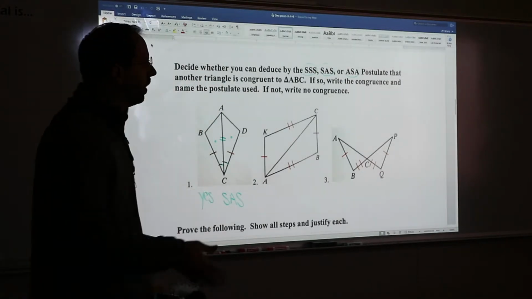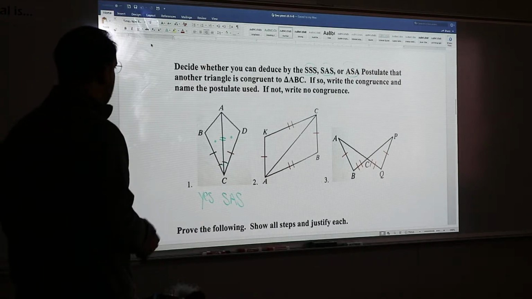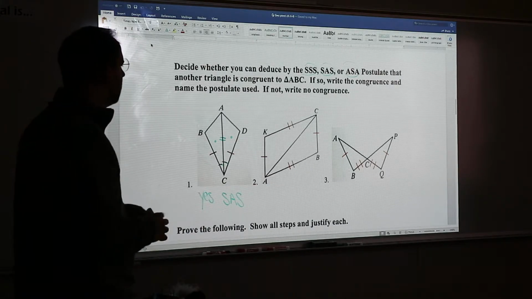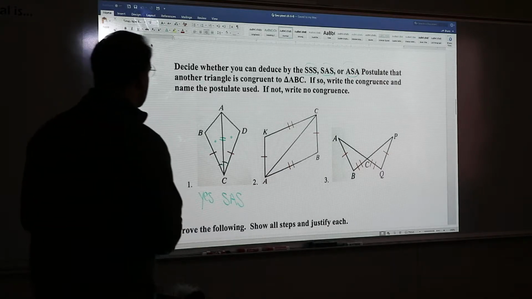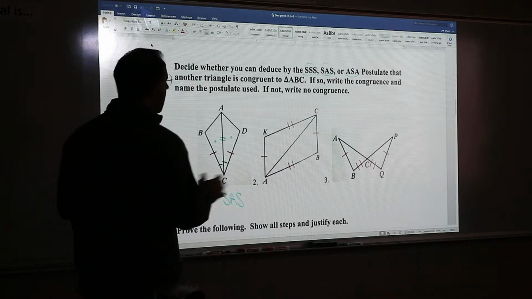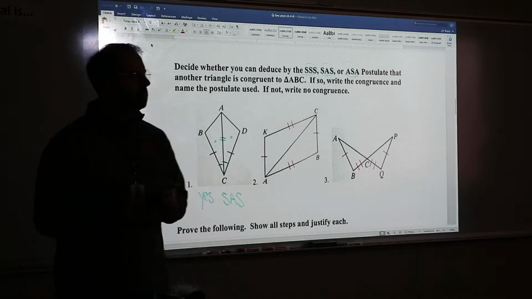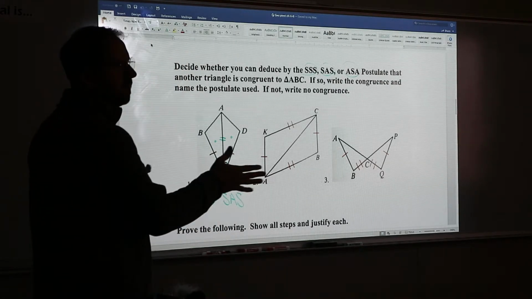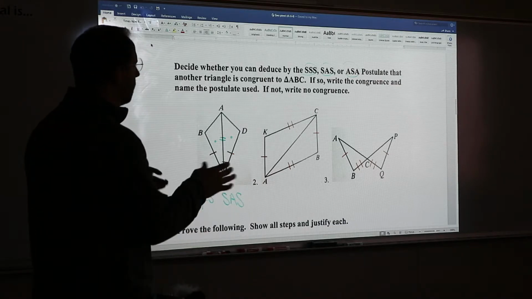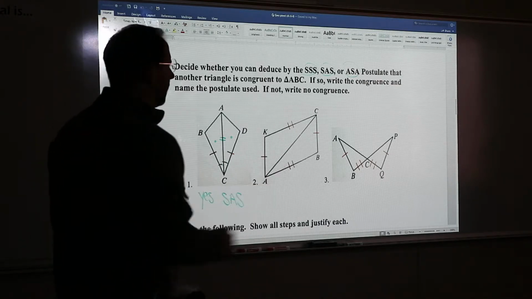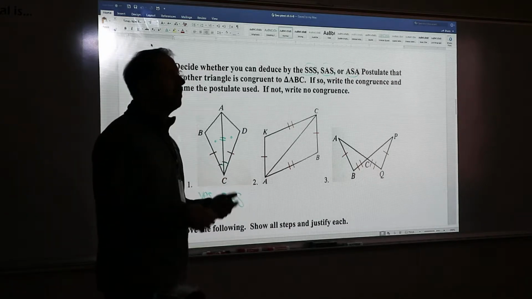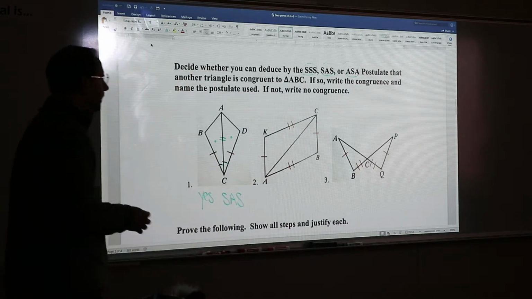You can only use the 3. Now, technically, we do have a 4th, angle, angle, side, but you could prove it using the other ones as well. You can't use any of the right triangle ones like HL, LL, HA, or LA, because we don't have right triangles here. They don't give us that. So it's got to be one of the main 3 or 4. I give you 4. Okay, so that's the first one. Some of them might be no's, some of them might be yeses. So just be careful of that.